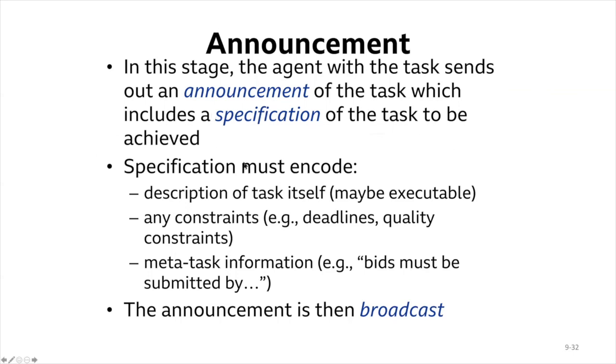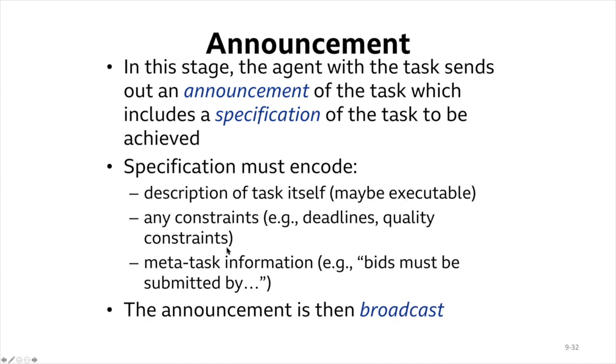So the task announcement must specify a description of the task itself to be carried out, which may be executable, right? So one way in a software environment for you to say, I want help with this task, is to send out the program that you want executed. And say, look, this is the program that you want to be executed. You would typically send out any quality constraints that you might have. So for example, the deadline by which time you want this task to be carried out.